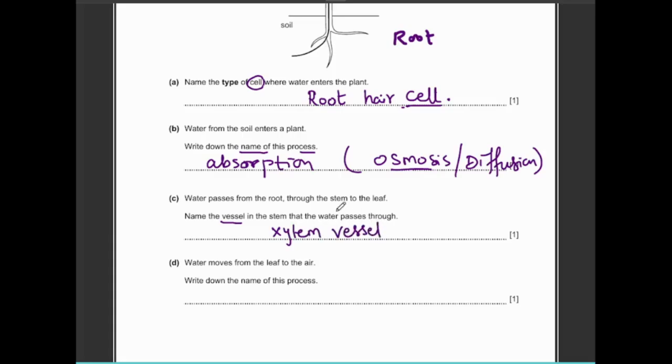Any guess what the phloem does? If you know the answer, please put it in the comment box. What is the function of phloem? Okay, so let's move to the next one.